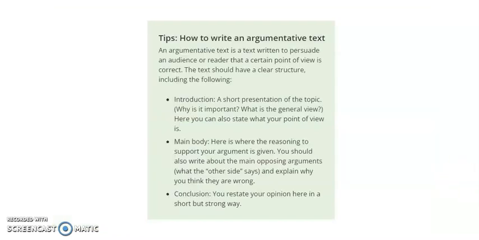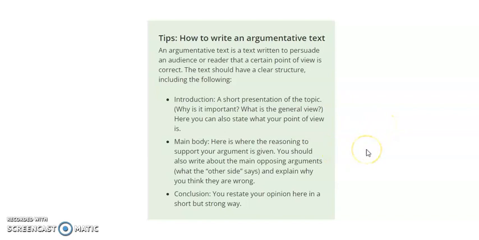Tips how to write an argumentative text. First of all, remember why you're writing an argumentative text. The purpose of it is to persuade an audience or reader that a certain point of view is correct. And the text should have a clear structure, including the following: introduction, a short presentation of the topic. Why is it important? What's the general view? And here you should also state what your viewpoint is.